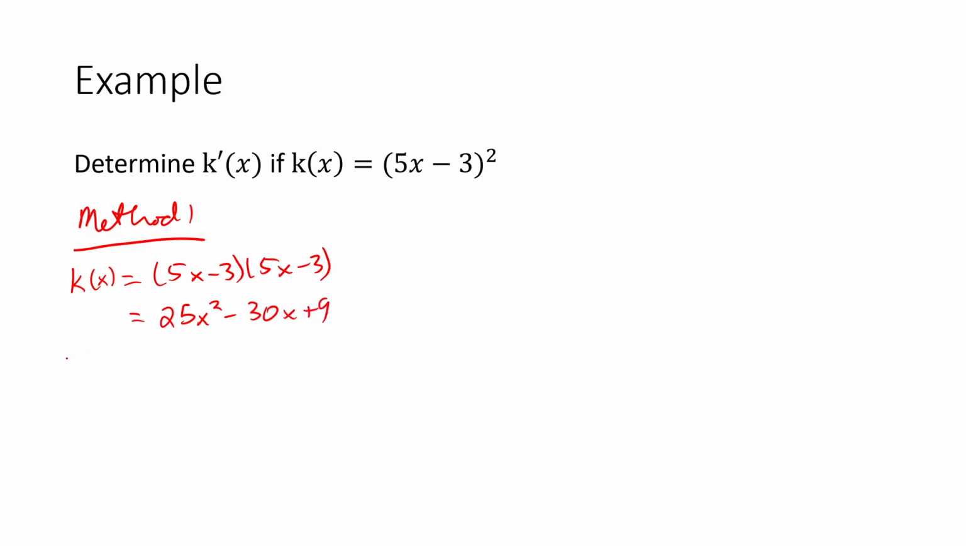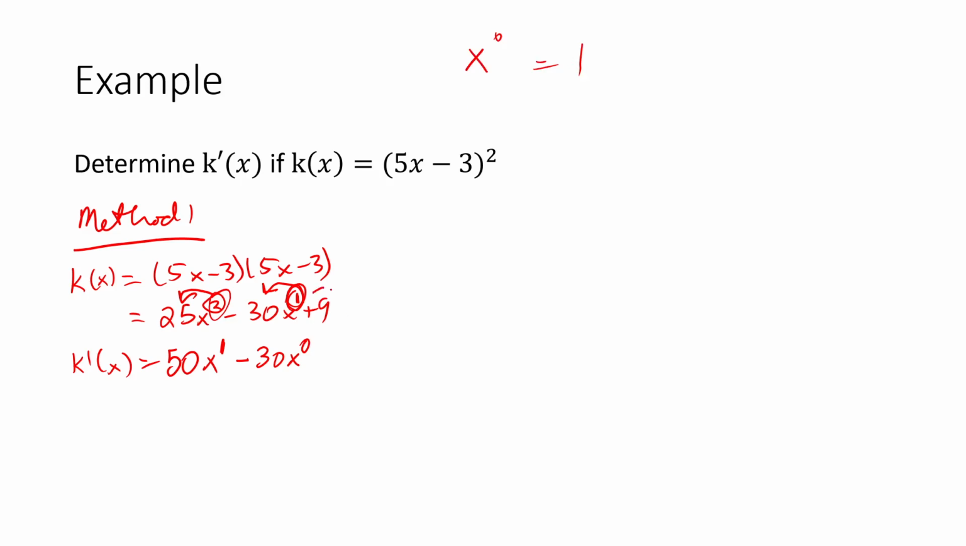Now I'm going to determine the derivative of that. K prime of x will be, we'll take that 2, multiply it by 25 and get 50. We'll subtract 1 from the exponent of 2, so we'll get a new exponent of 1. Now we've got 30x, which is like saying 30x to the 1. So I'm going to take that 1, multiply it by the negative 30. It'll still be negative 30, but I'm going to subtract 1 from that exponent, and I'm going to get a new exponent of 0. Now, x to the 0, we're going to call that 1.